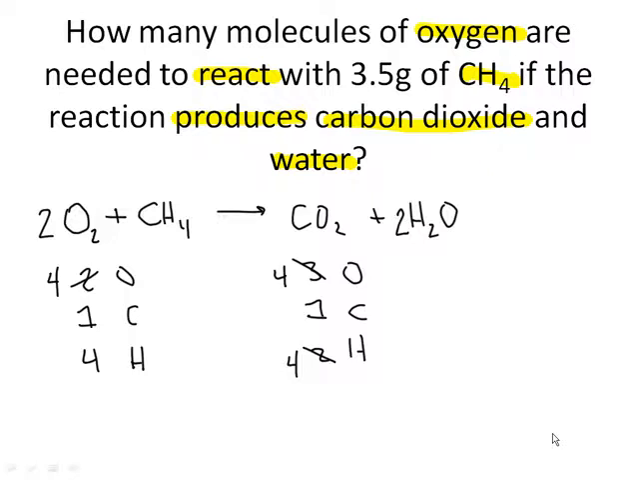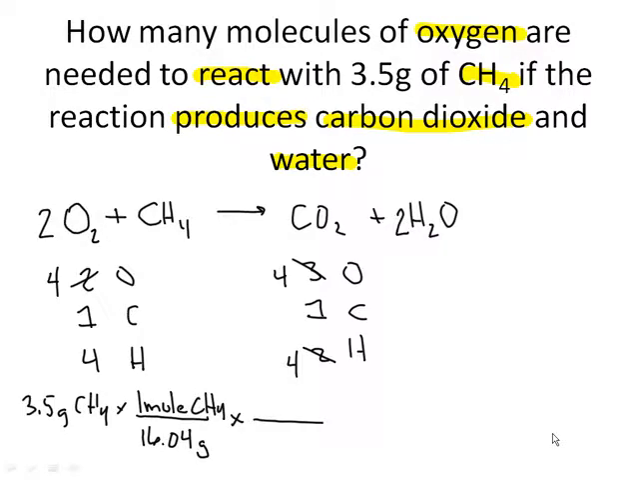So I want to react 3.5 grams of CH4, and I want to determine how many molecules of oxygen are needed. So we've done step 1 in our process. We wrote out and balanced the reaction. Step 2 is taking what I've been given and changing it to moles. So 3.5 grams of CH4 to moles must use the molar mass of CH4. So I take 4 hydrogens and 1 carbon and add them up, and that is 16.04 grams to 1 mole CH4.